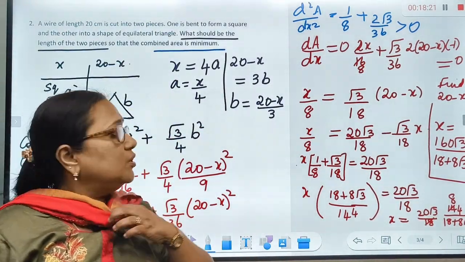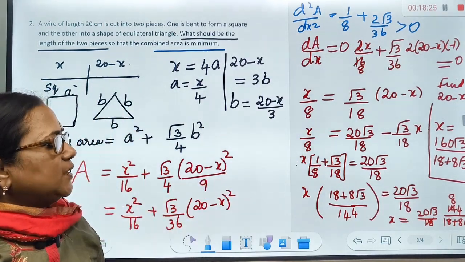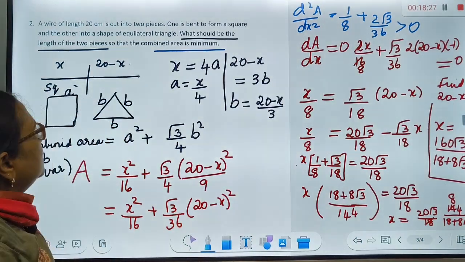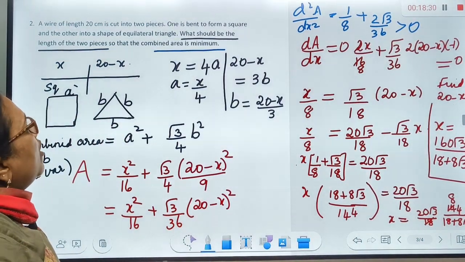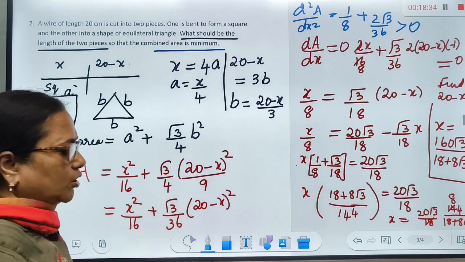Are you able to follow? So, for lack of space, I have not found 20 minus x. I am sure you can take LCM and find 20 minus x. I hope you understood how to proceed when you are given a problem of this sort.